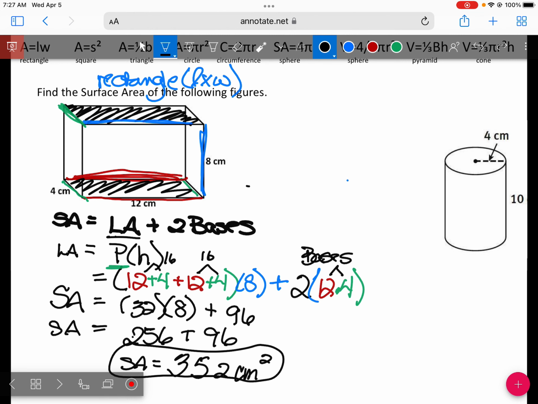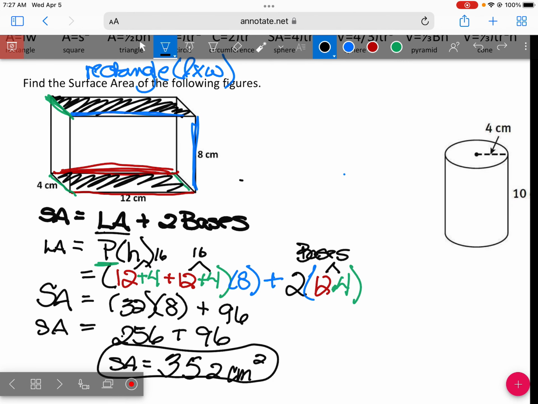What do we call this figure that looks like a soup can or a Pringles can? Cylinder, yes. So this is a cylinder, and we're finding the surface area. Surface area is going to be the lateral area plus your 2 bases, the top and the bottom. Okay? Those of you that were not here yesterday, take a look at this.